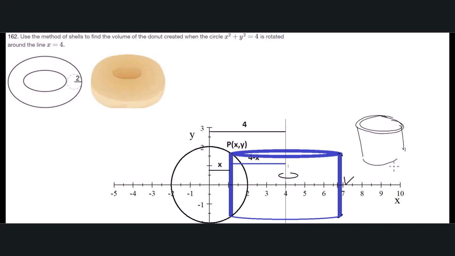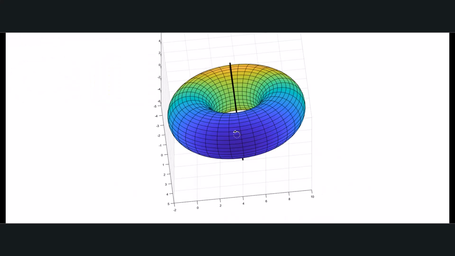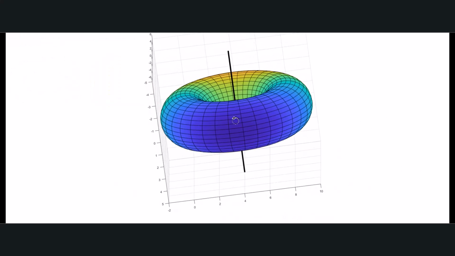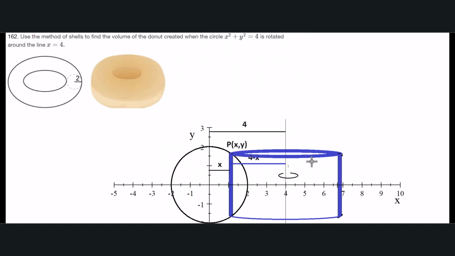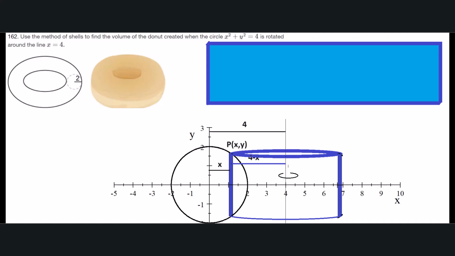Let me erase all this and bring you another picture, and before that let me show you how this so-called donut would ideally look. You can see that this is our graph, and when we revolve the circular region around the line x equals 4, and we come back to our original picture and cut this shell open, what we will have is this thin rectangular box, and this length is how much?